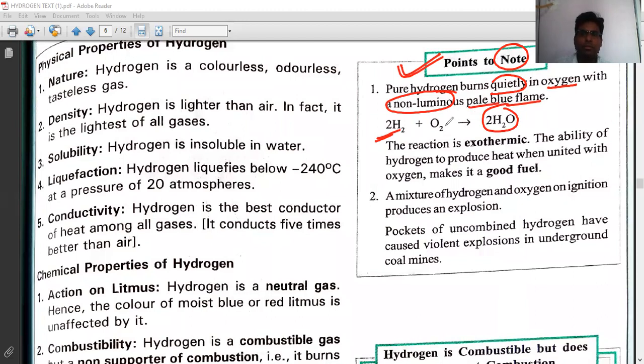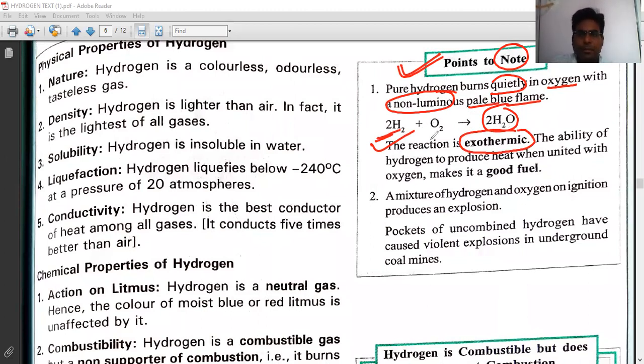blue color. So when the hydrogen gas is free from any mixture, we are not getting the blue flame when burning the hydrogen gas. Okay, this is the first point, and the reaction is exothermic. So when we burn hydrogen gas, we get a lot of energy.